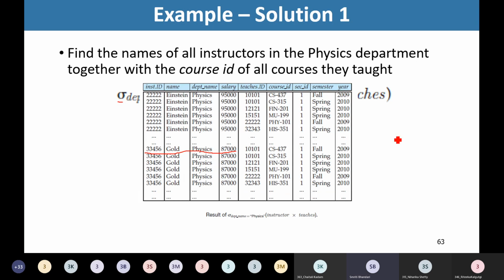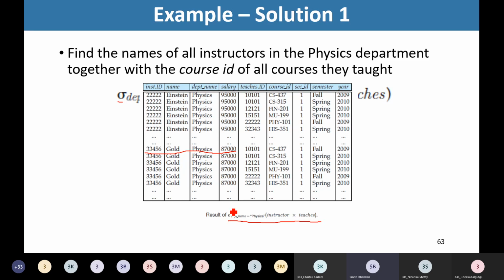Right? Are you getting me? Yes. So this is the intermediate output of instructor cross teachers with the predicate department name equal to physics, right? So this is the result of this select operation, select department name equal to physics, instructor cross teachers.